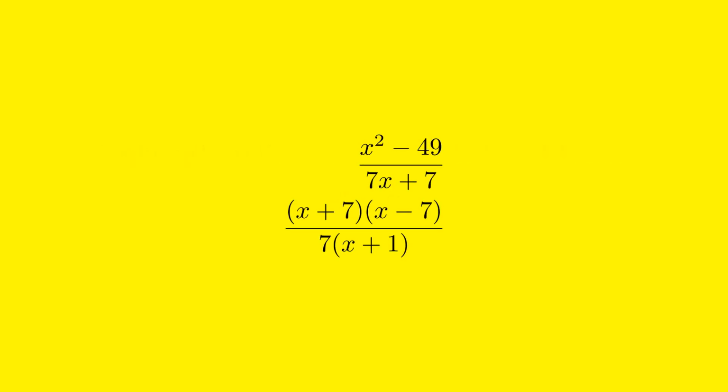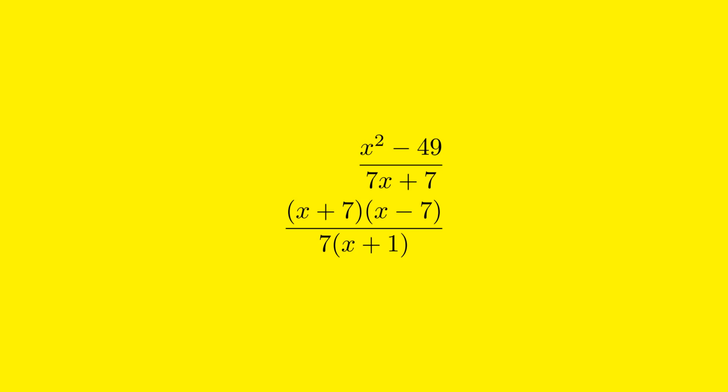To simplify the rational expression x squared minus 49 over 7x plus 7, in the first step we will factorize the numerator and the denominator of the fraction. Let's start with the numerator. The expression x squared minus 49 is a difference of squares. This means it can be rewritten as two binomials multiplied together.